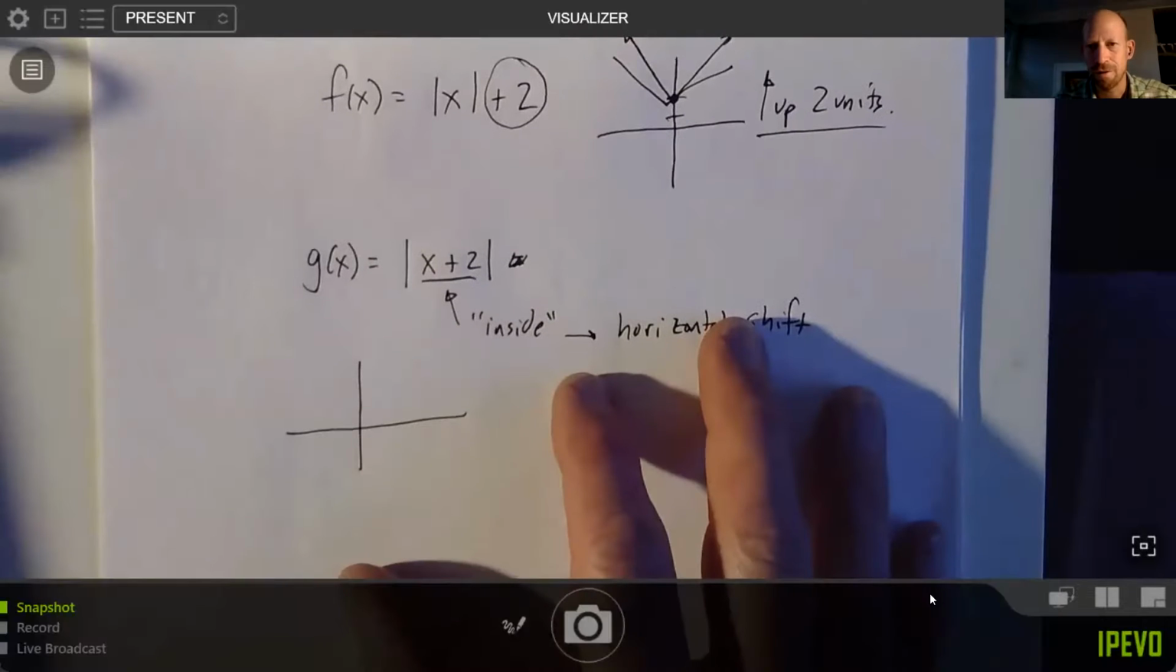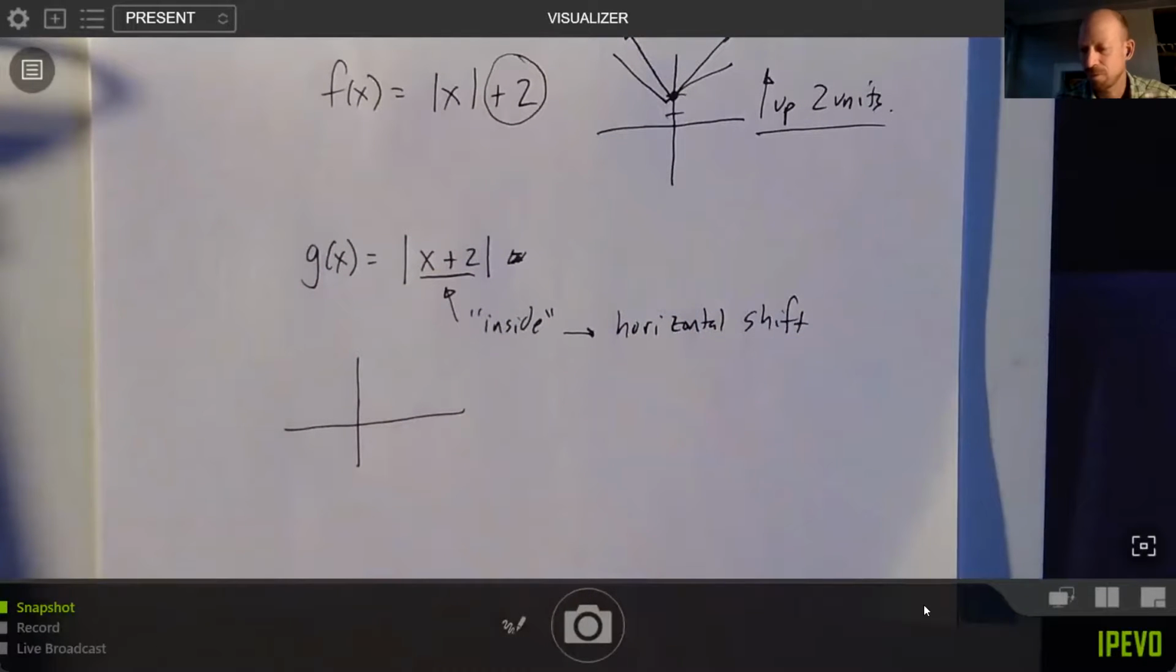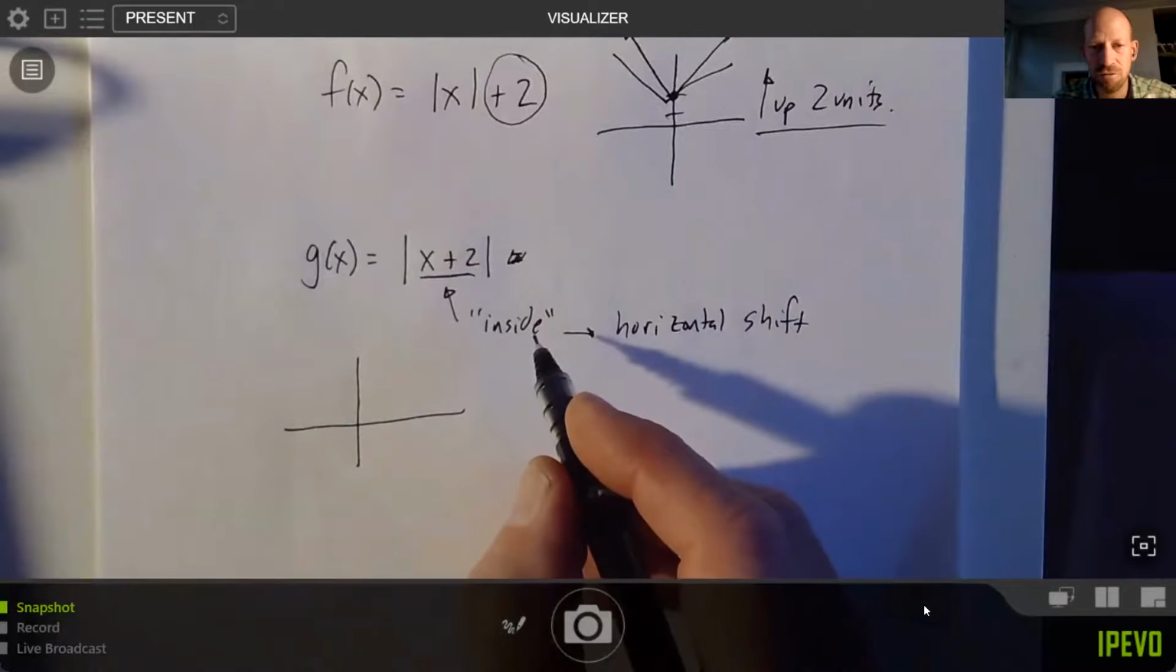Okay, I'm back. All right. Great. Okay, so where were we? We were looking at this horizontal shift left and right.